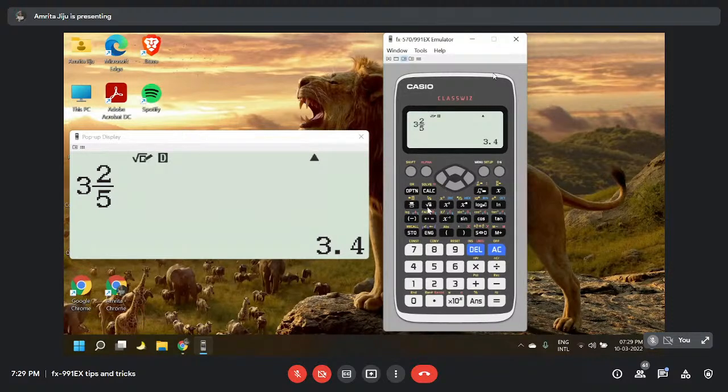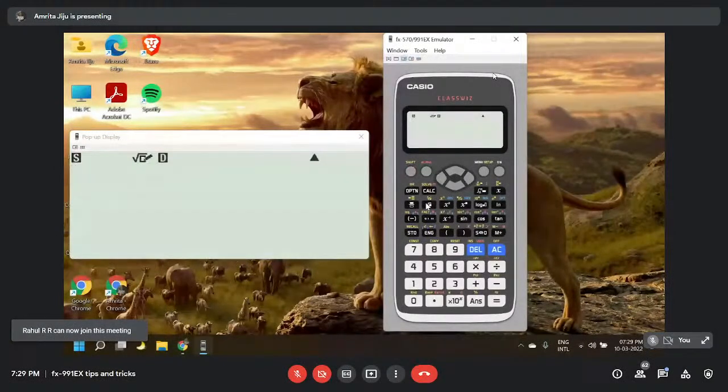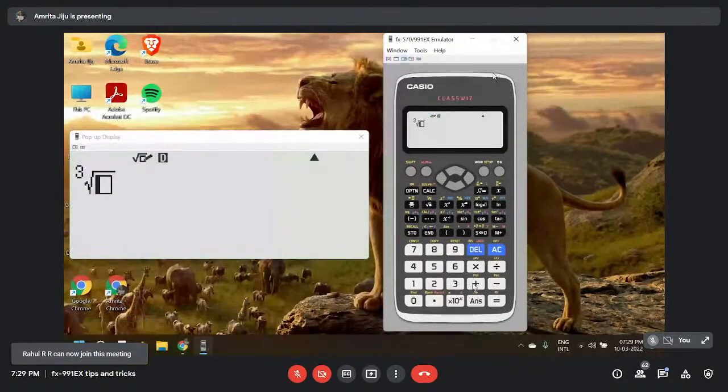And now this button is basically the square root button. Just click 16 root, you will get 4. And if you want to find the cube root of a particular number, click shift and give a cube root. So it's the cube root, say 27. The cube root of 27 is actually 3. So that's how this button works.